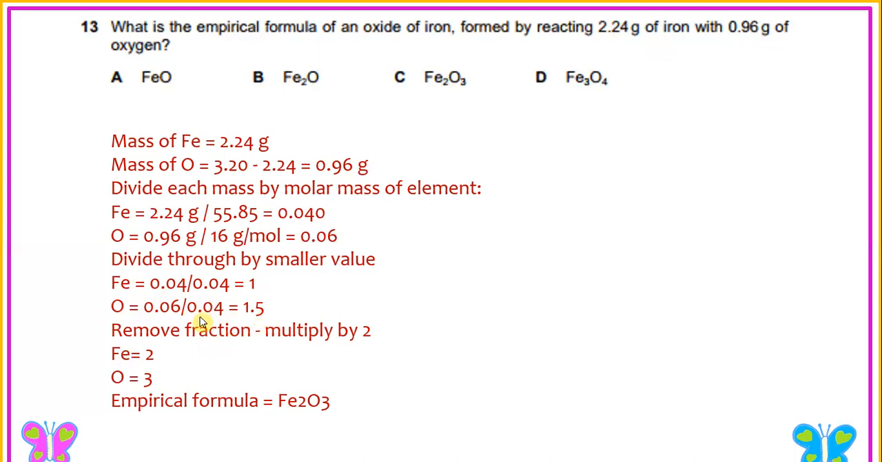So in order to remove the fraction, you have to multiply by 2. 1 times 2, Fe equals 2. 1.5 times 2 equals 3. So the empirical formula, you get Fe2O3. So the answer will be C.